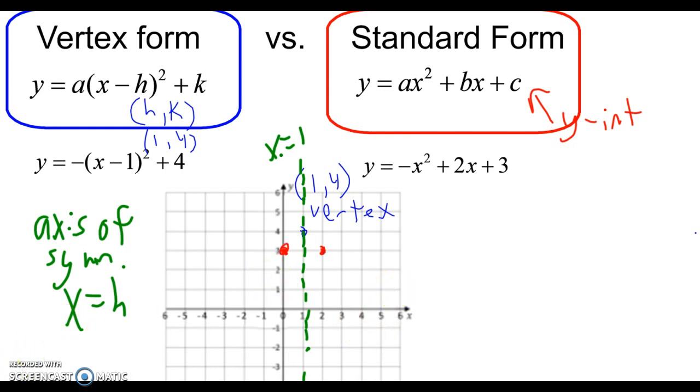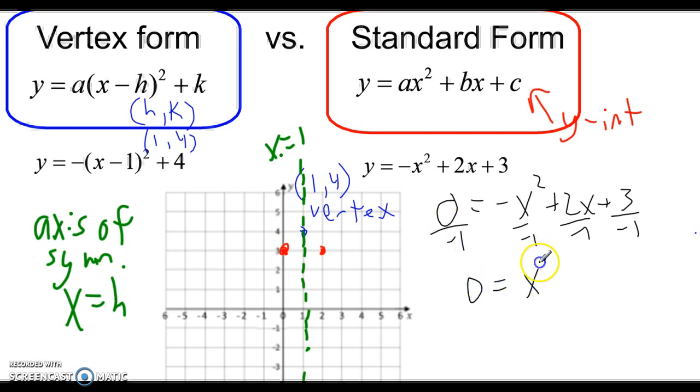I might like to get a few extra points. I found the y-intercept, but I haven't found the x-intercept. There are a couple of different ways to find the x-intercepts. One way is just to plug in y is 0 in this case. So 0 equals negative x squared plus 2x plus 3. Not sure if this can be factored or not. That negative in front is messing me up, and that leading coefficient should be positive. So I divide each term by negative 1, and you get 0 equals x squared minus 2x minus 3.